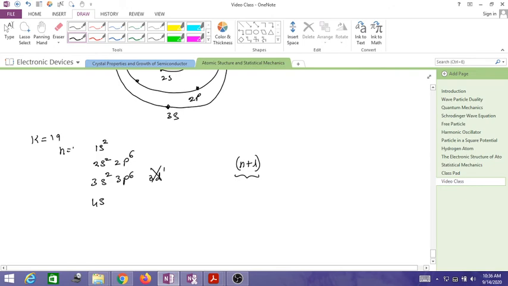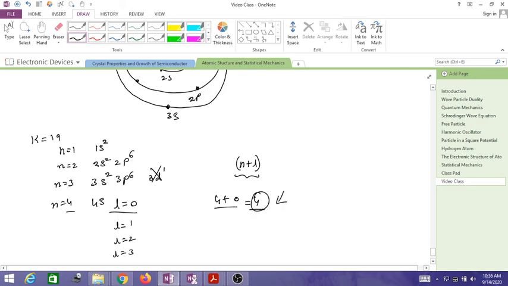So here n is equal to 1, here n is equal to 2, here n is equal to 3, here n is equal to 4. With n equal to 4, what values of L can it take? L can take 0, L can take 1, L can take 2, L can take 3. So with L equal to 0, if we add 4 plus 0, what we get here is 4 itself. So it means it is relatively at the lower energy level.